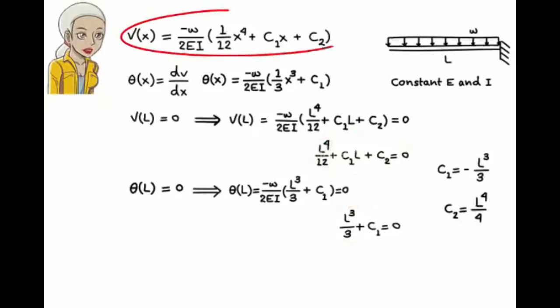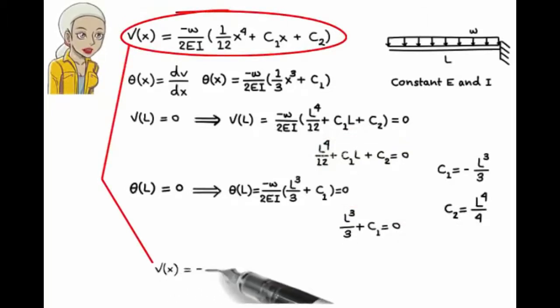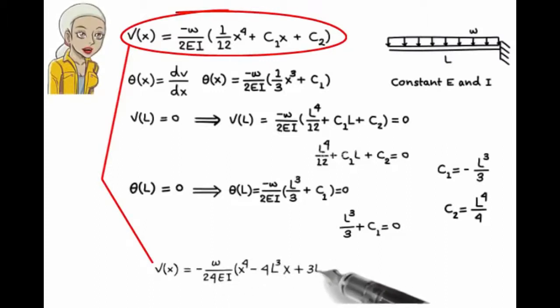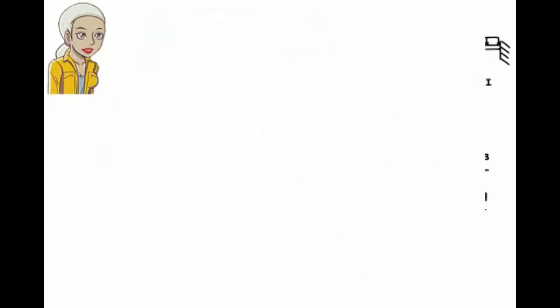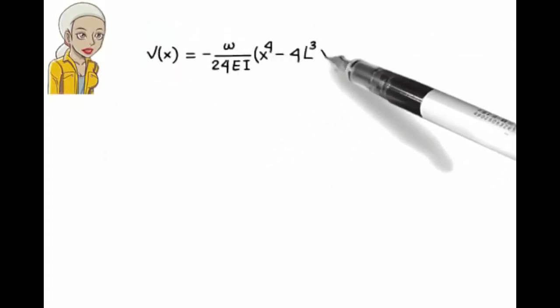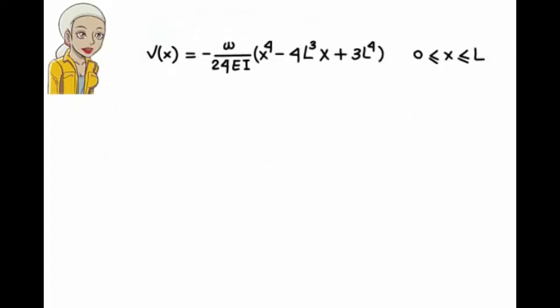Therefore, the deflection equation for the entire beam can be written as v(x) equals negative w over 24EI times x to the power of 4 minus 4L cubed x plus 3L to the power 4. This equation is valid for x between 0 and L. Now, let's use the equation to determine the deflection at the free tip of the beam.